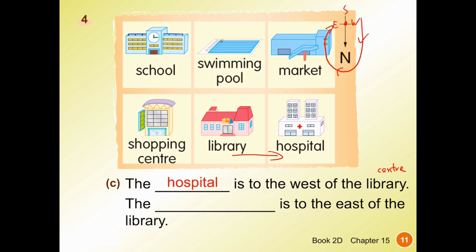Okay, so the something is to the east of the library. So library once again is our center, and east side is actually this side. So this is the west of the library, and this is the east of the library. So the shopping center is to the east of the library.